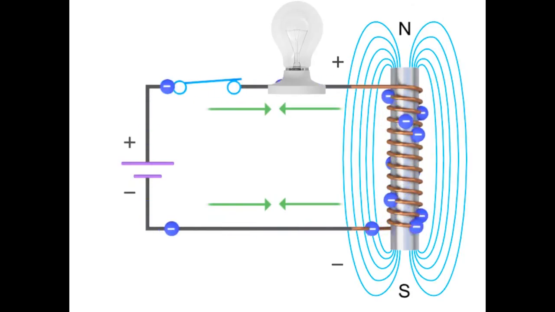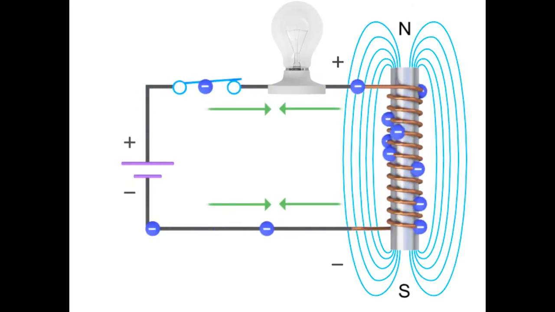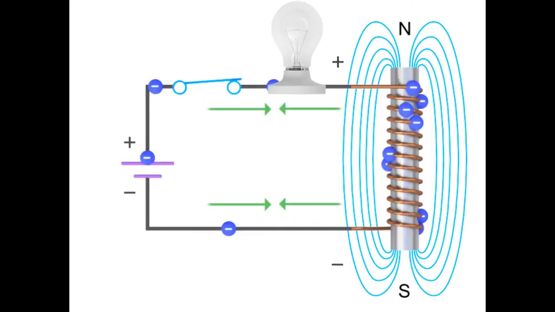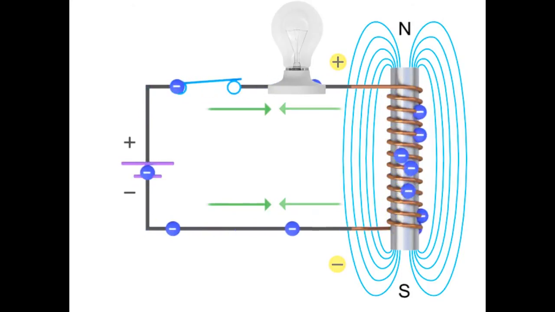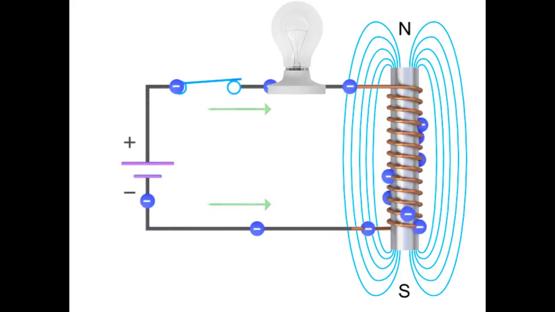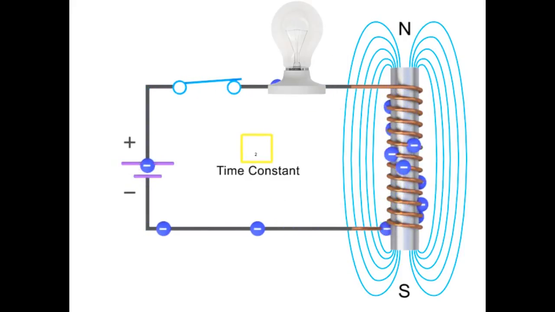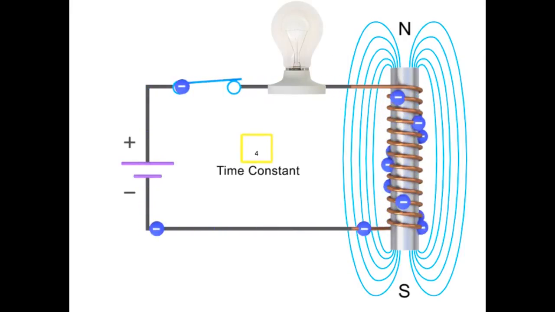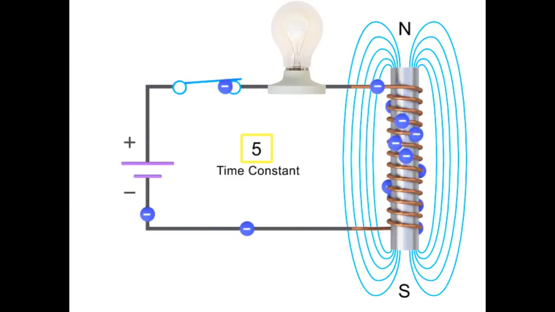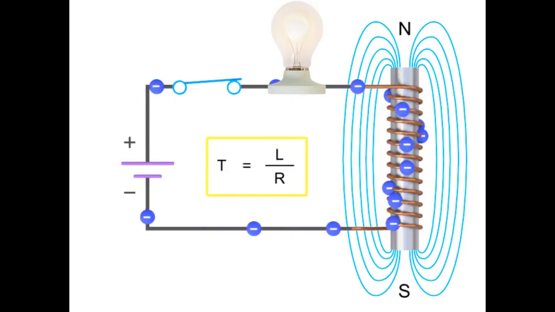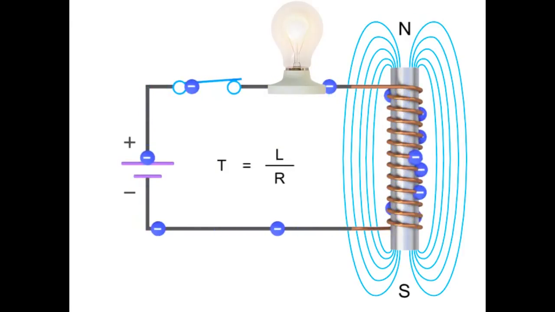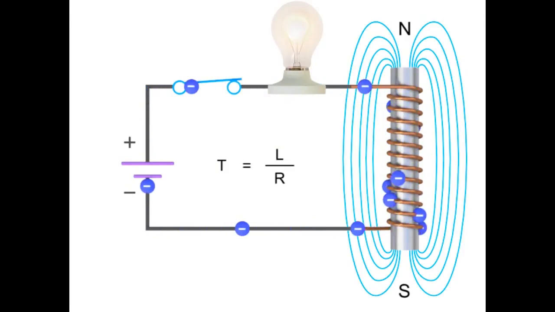However, once the electromagnetic field stops expanding based on the level of changing current, the flux will no longer generate an opposing voltage in the circuit. The current will continue to flow and reach its maximum value after 5 time constants, or 5t, where t is equal to L divided by R. The light bulb will then be at its maximum brightness.